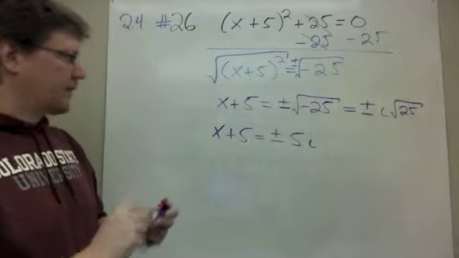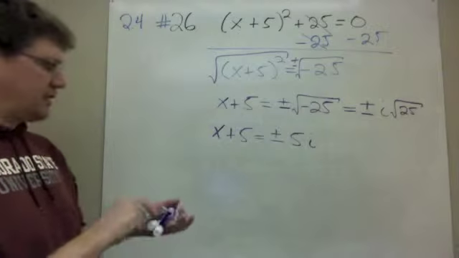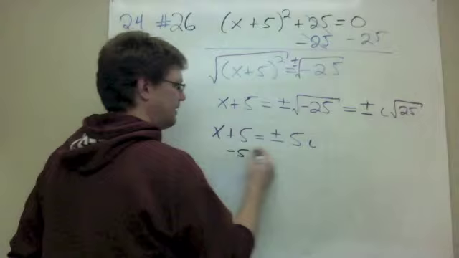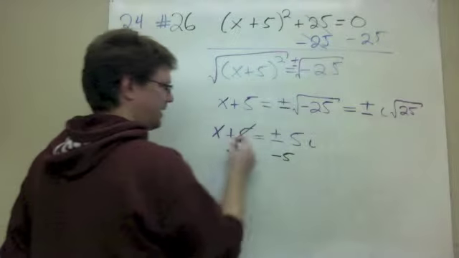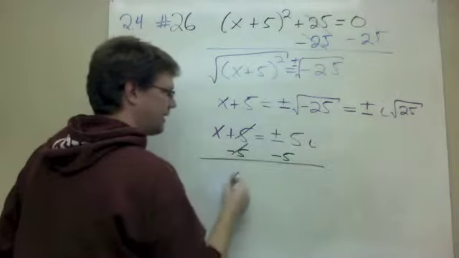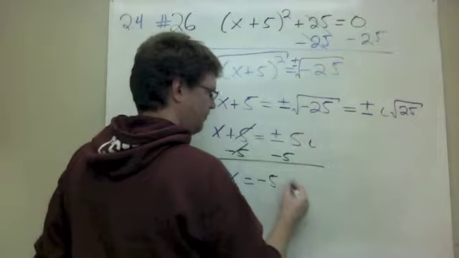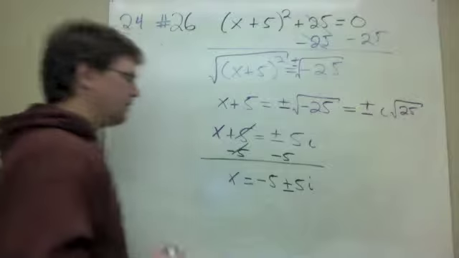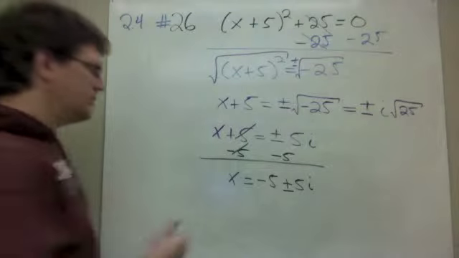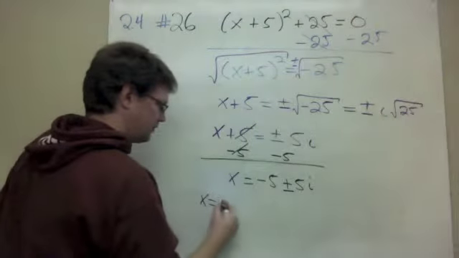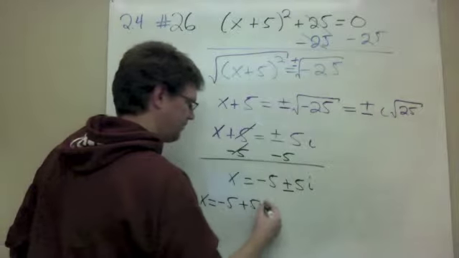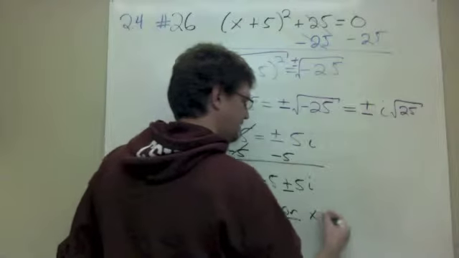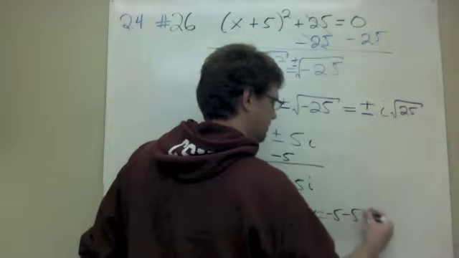Okay? Now, we want to get the x by itself, so we subtract our 5 over to the other side. It's going to cancel out over here. So we're going to get x is equal to minus 5 plus 5i, or minus 5i. Okay, so we really get two distinct solutions here. x is equal to minus 5 plus 5i, or x is equal to minus 5 minus 5i.